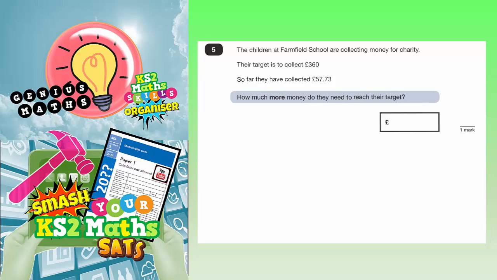Question 5. The children at Farmfield School are collecting money for charity. Their target is to collect £360. So in other words, the total that they want to receive is £360. But so far, they've collected £57.73. How much more money do they need to reach their target?